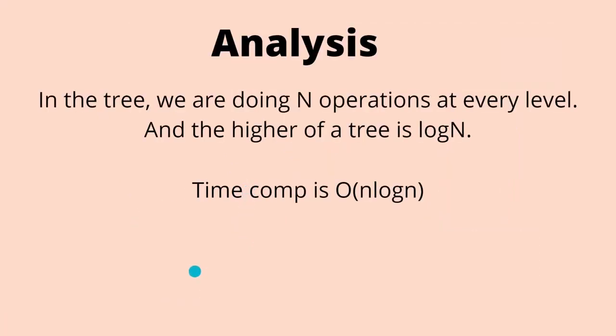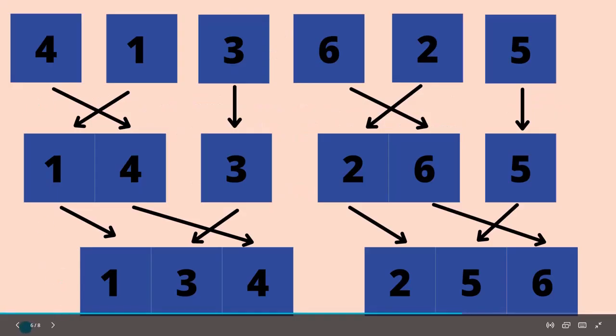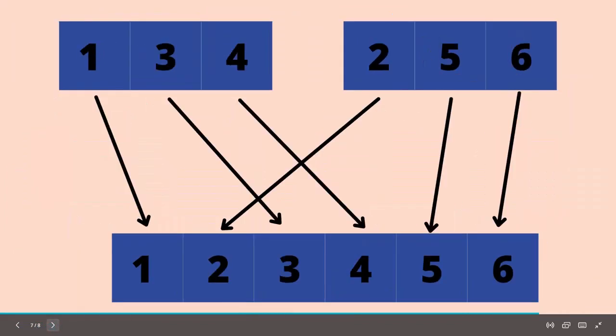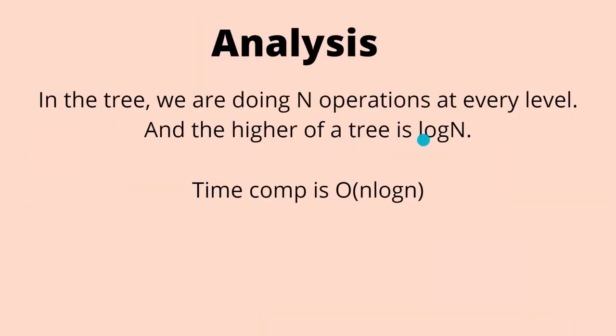So the analysis of merge sort is in the tree. Let us assume that there are n elements in this array. In this tree we know that the height of the tree is log n, and there are n operations in every level of the tree. So the time complexity is going to be O of n log n.